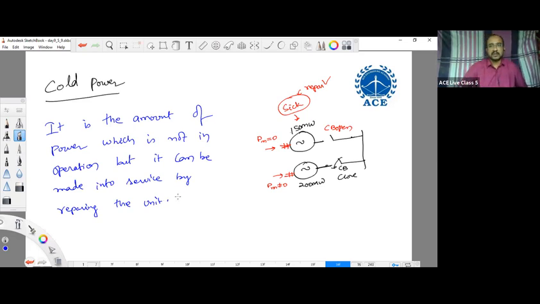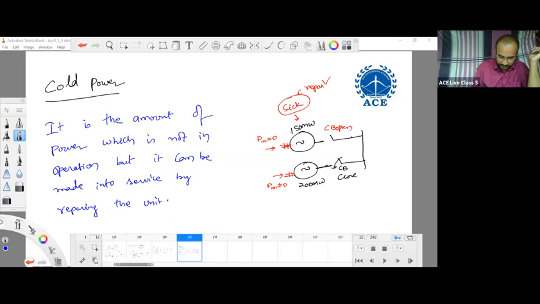We can make that into service. That is known as cold power. If that unit is sick or in repair condition, by repairing that unit, we can make that unit into service condition. That is known as cold power. So here cold power is how much? 150 megawatt. Understood my point? Cold power is 150 megawatt.